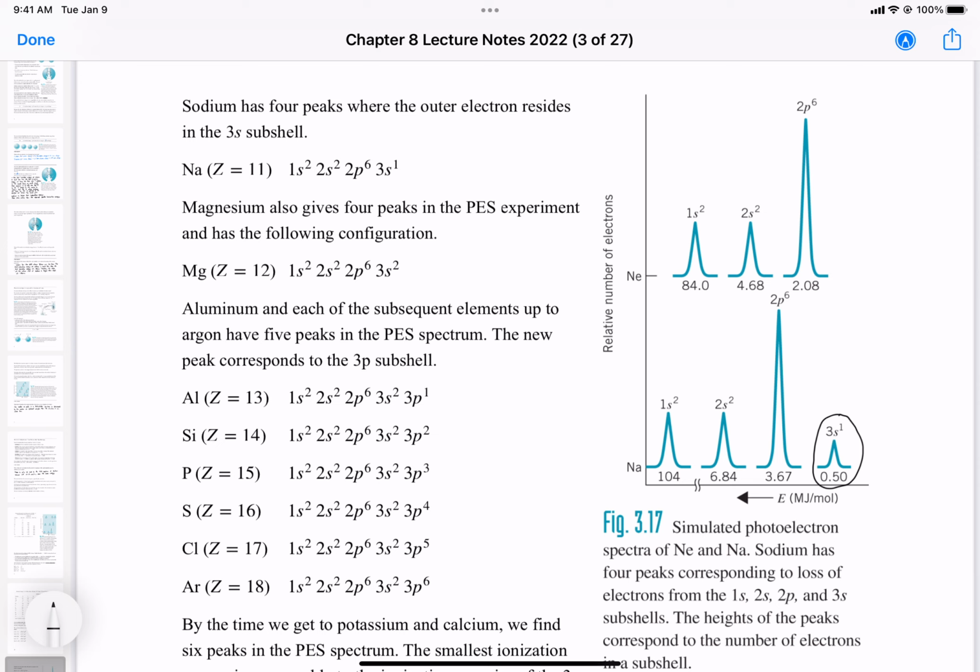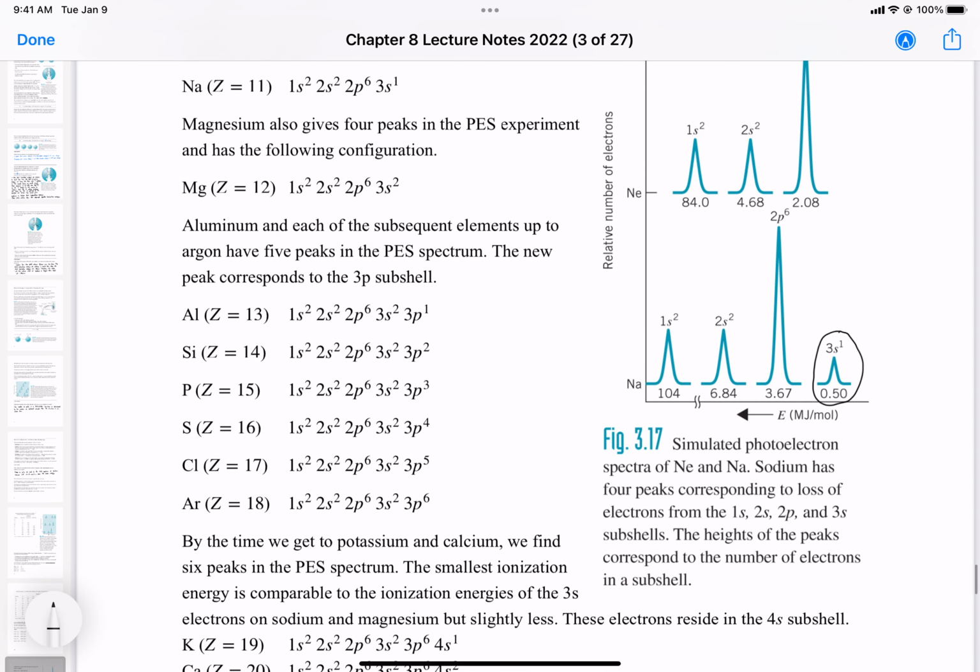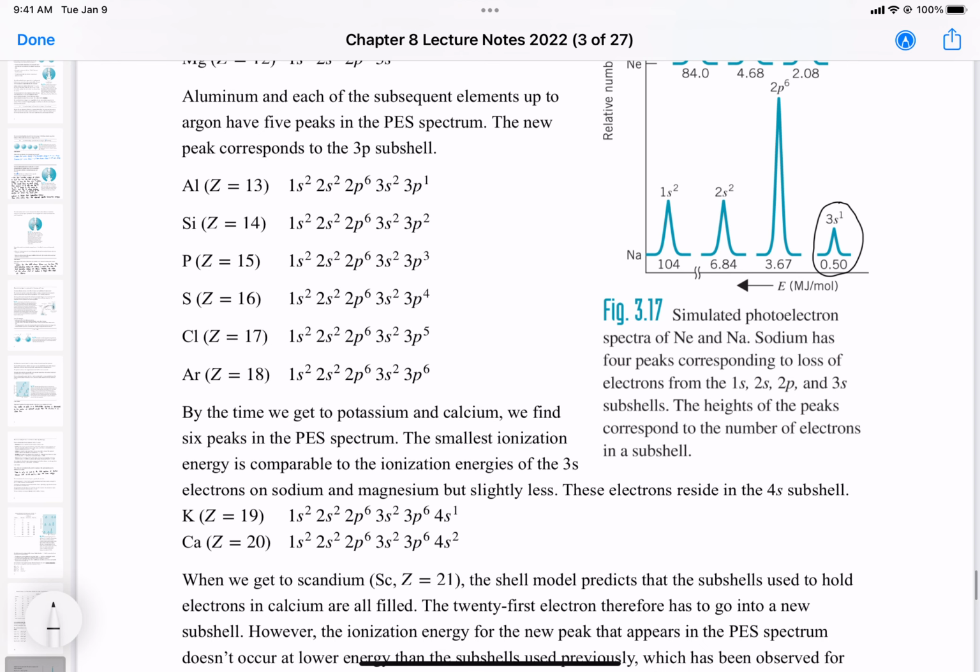Then we start going to the 3p sublevel, which is aluminum through argon. And you see here, as we write these configurations, all we're doing is adding an electron into a new set of orbitals until we fill them. Once we get past that, we are going to enter the 4th energy level based on the photoelectron spectrum.